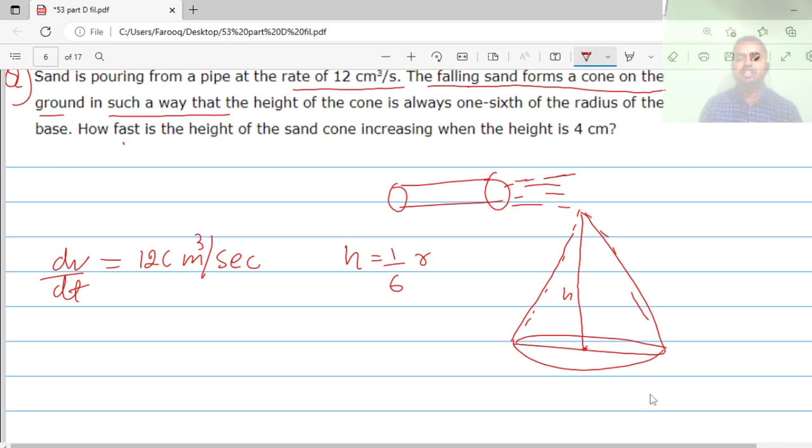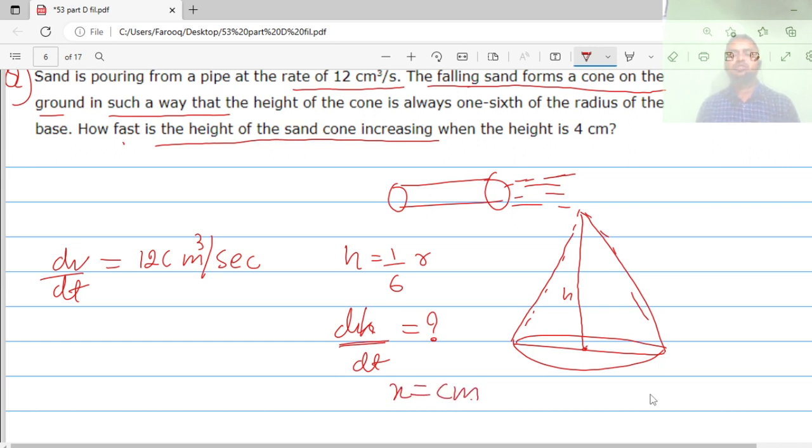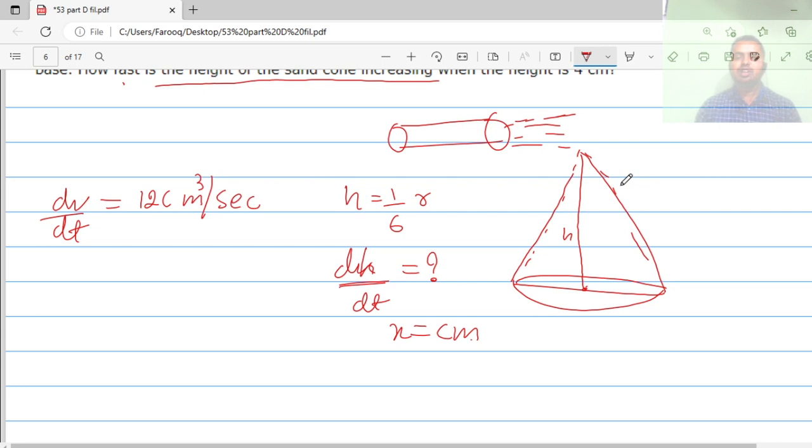That is dH by dt. How fast is the height of the sand cone increasing when the height is 4 centimeter? That is H is equal to 4 centimeter. These are the things given in this. I hope you got the concept.